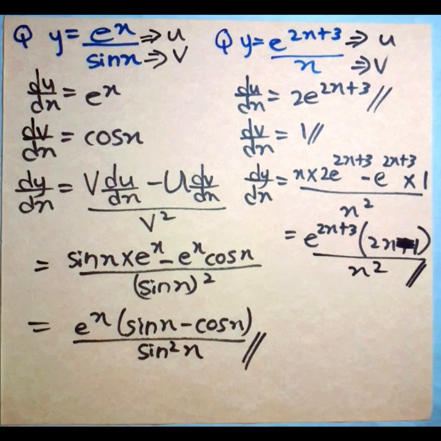With this we come to the end of the quotient rule. It's a pretty simple rule: the application of the terms, thinking about what we need to find, and then straight away substituting those into the general equation. So the quotient rule, we're done with that.